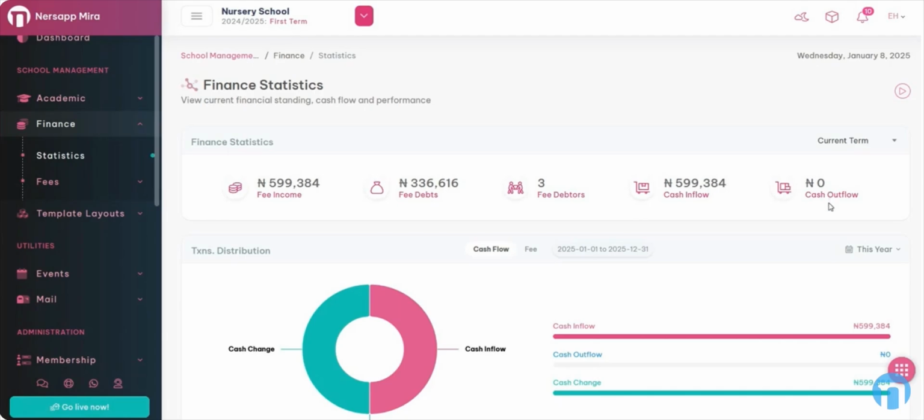At this level of tutorial, Nersapp strictly works on fee. For future updates of Nersapp, we will be dealing with budgeting, we will be dealing with payroll. So far, we have only fee. That is why the information here is limited.